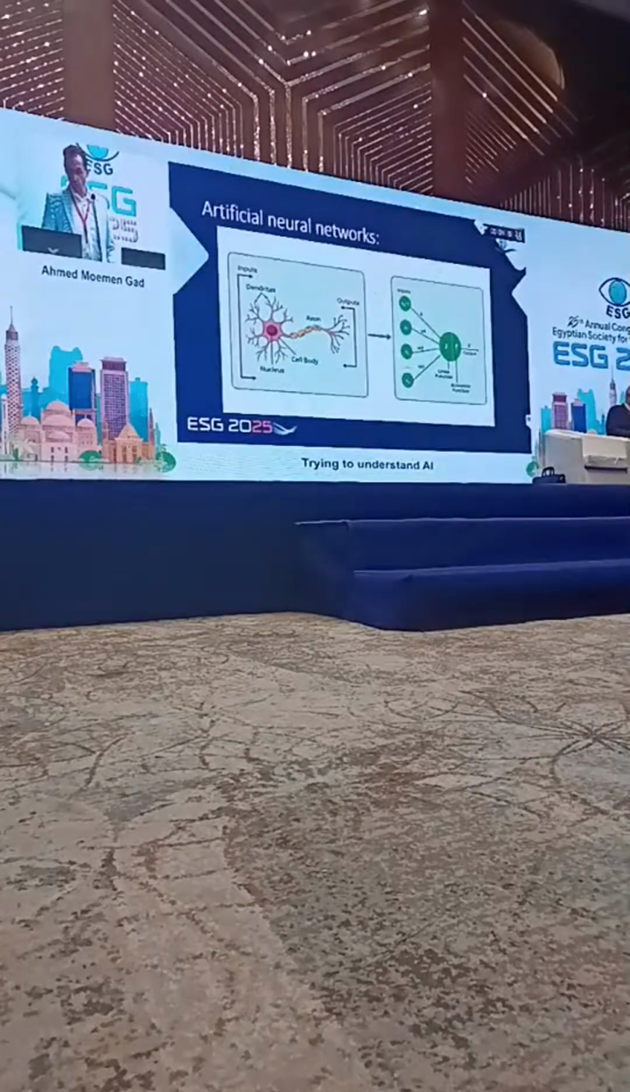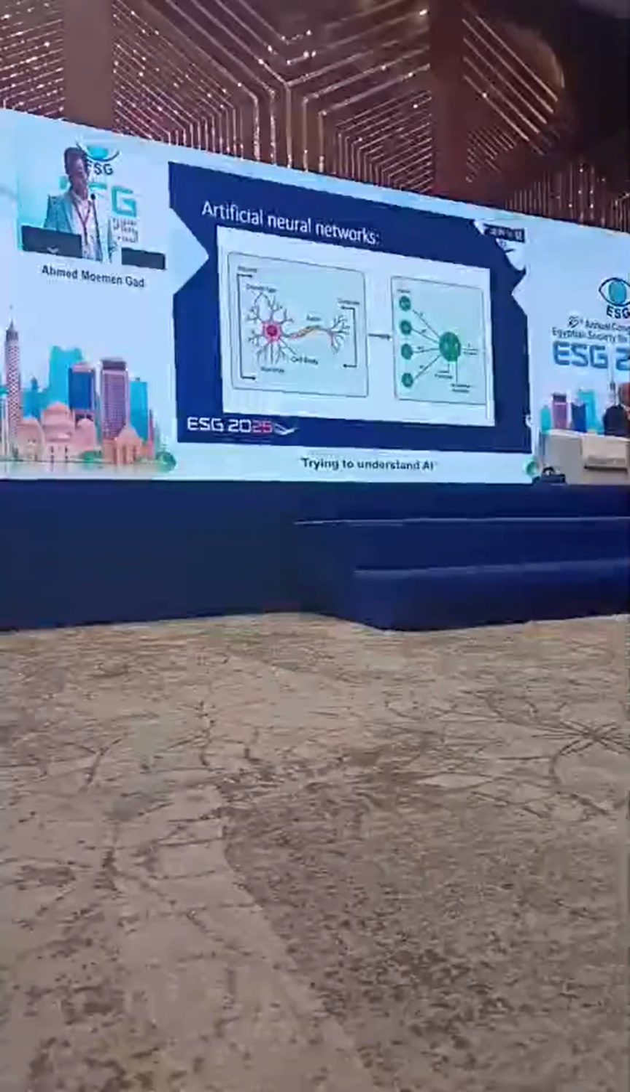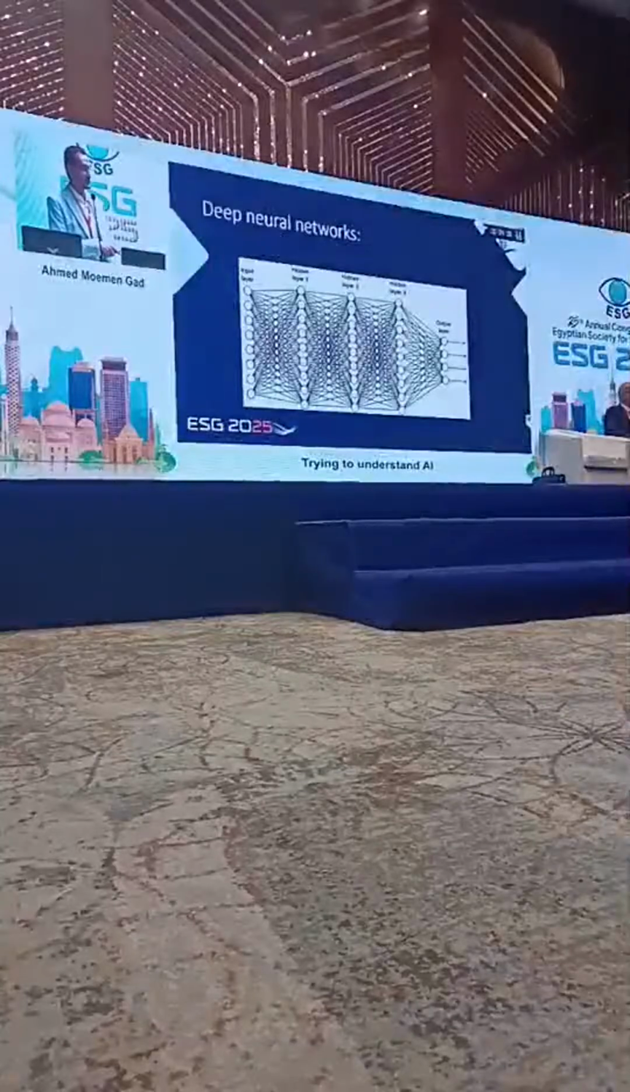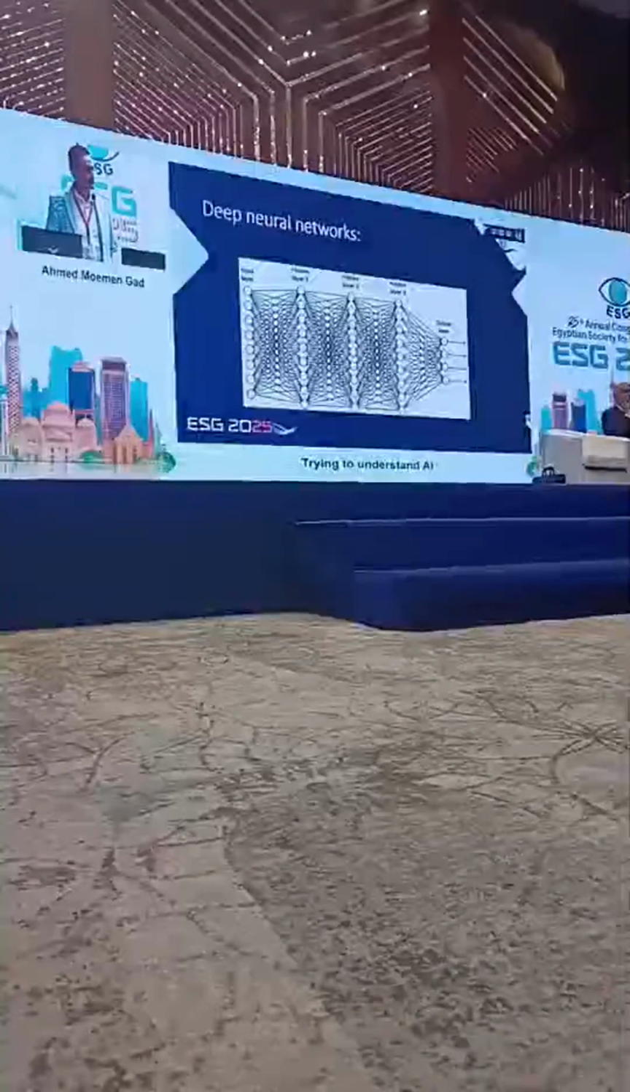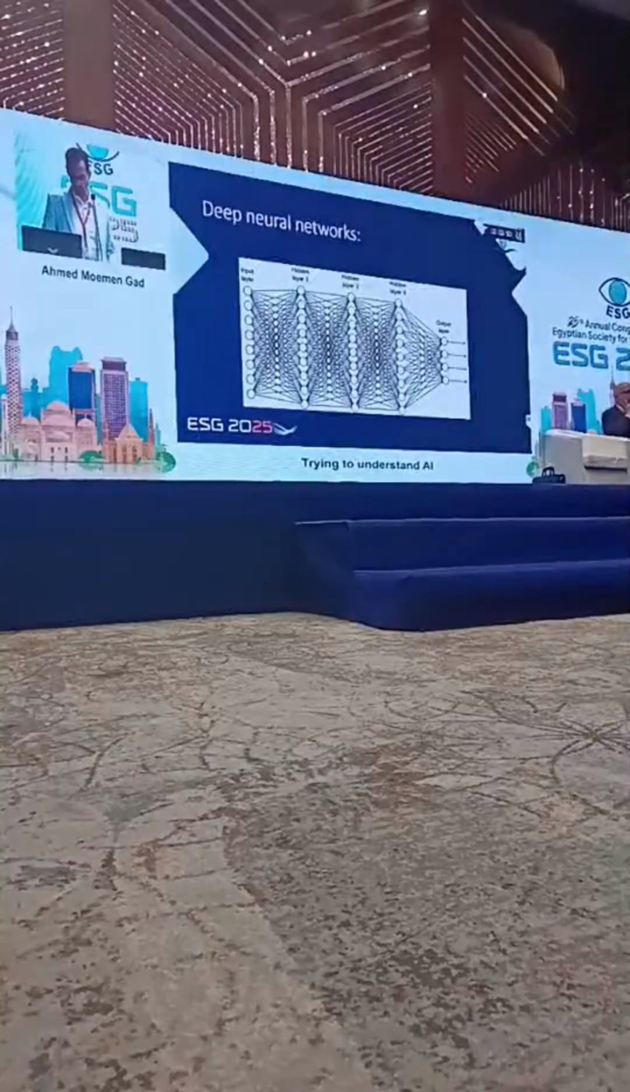If you look at this model, this is a single artificial neuron. If you take this single artificial neuron and enter into a deeper network with input layers, multiple hidden layers, and output layers, this is called a deep neural network. This is the core of artificial intelligence, and this is the core of deep learning.